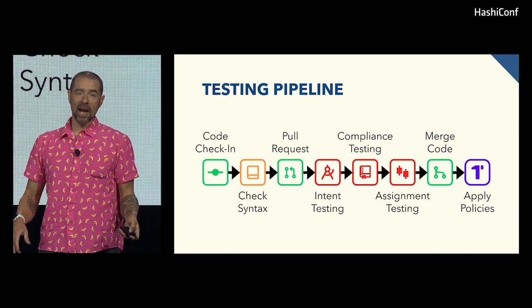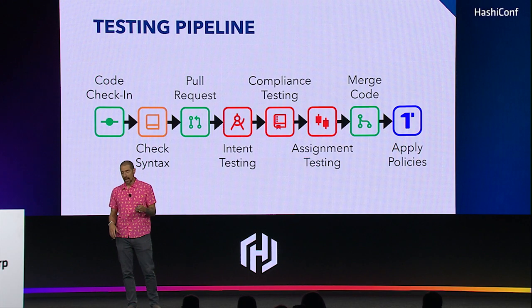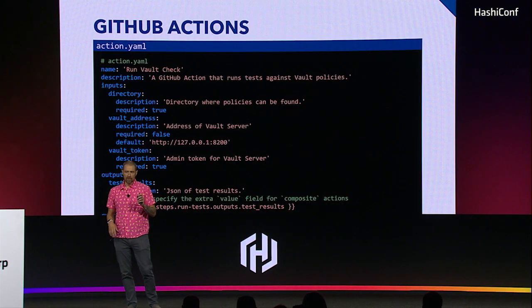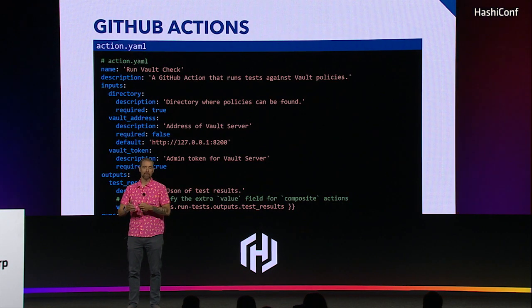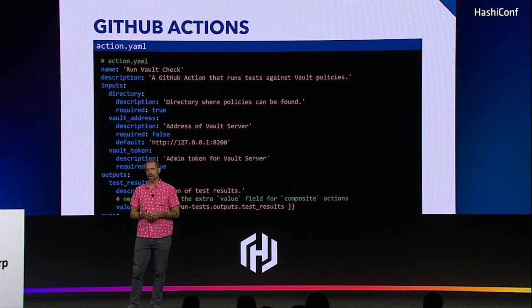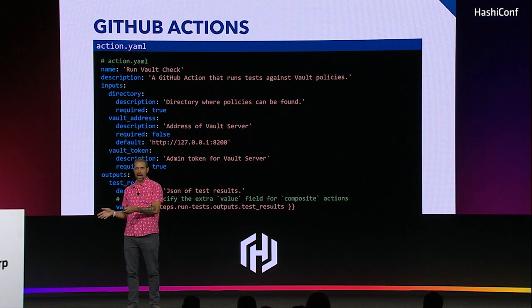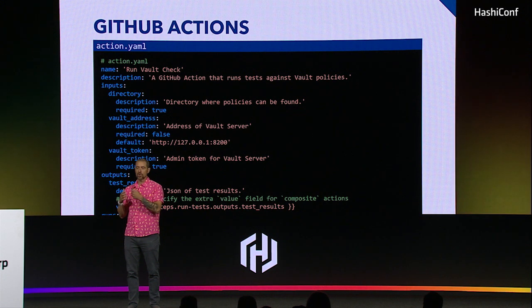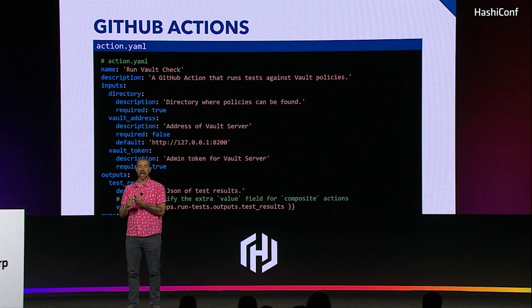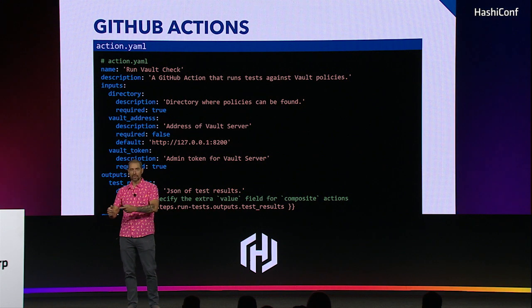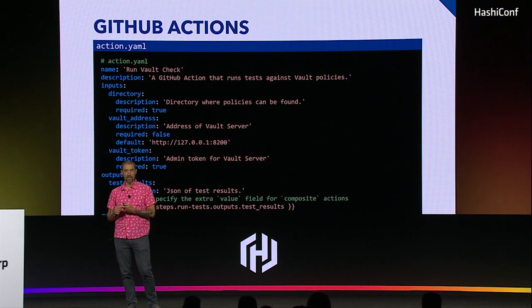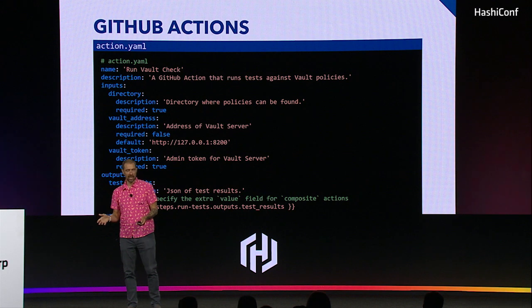So I put this into practice using GitHub Actions to see how it would all work out. What I did is I wrote a composite action in GitHub Actions that can be invoked by another action. What this composite action does is it takes two inputs, a Vault address, so how can I talk to the Vault server? It has a default of the loopback on port 8200, so it assumes you might be using a dev instance.